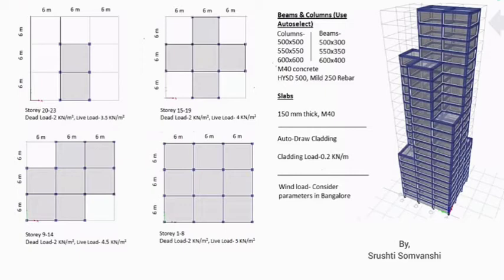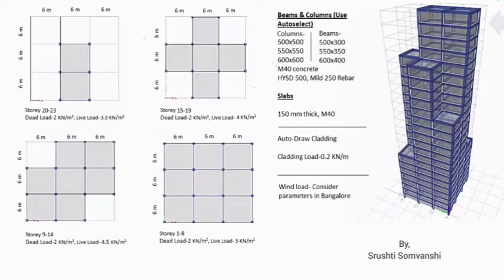The plans are as shown in the figure. Then the beam and column details are: columns are of sizes 500 by 500 mm, 550 by 550 mm, 600 by 600 mm, and beams are of 500 by 300 mm, 550 by 350 mm, and 600 by 400 mm. The grade of concrete used is M40, and rebar are of HYSD 500 and mild steel of 250.